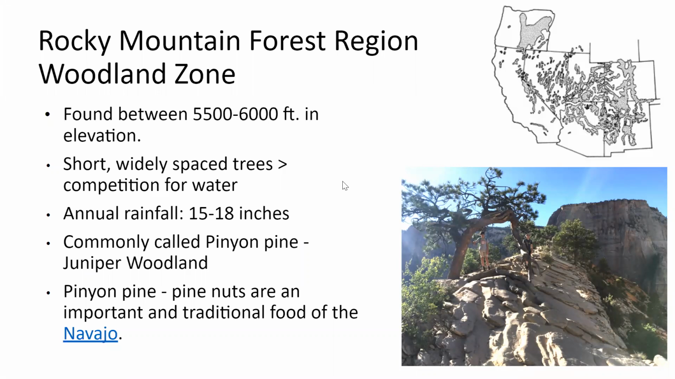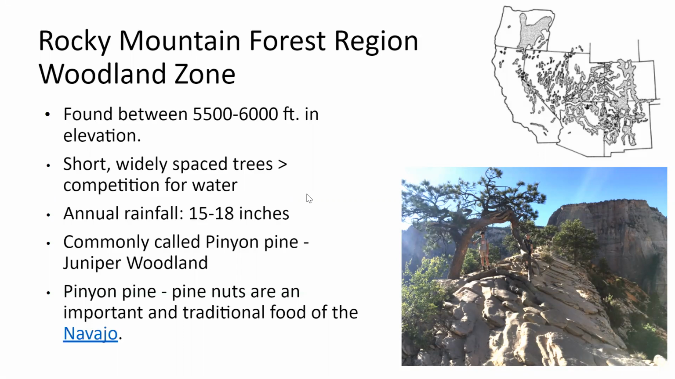So in the Rockies, this is found between 5,500 and 6,000 feet elevation. And the physiognomy, right, the structure of this forest type, it's a woodland zone, right? So if you recall back to our woodland, this is 15 to 18 inches of annual rainfall. Means that you can have some trees, but there's space. There's not a closed canopy forest. Commonly, we call this the pinyon pine juniper woodland. And this is a really important and very extensive woodland type, plant community type throughout the Southwest.